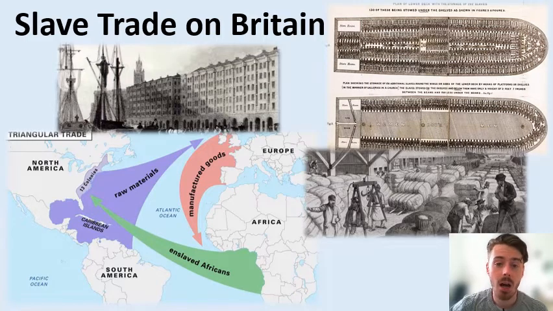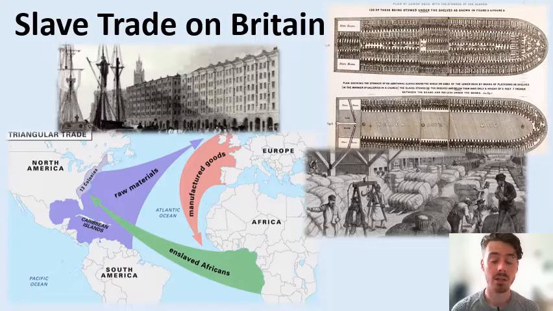All right, hello. Today we're talking about the slave trade. You would have hopefully studied this in Year 8 at Cedarmount Academy, and you don't need to know everything in as much depth as we taught you in Year 8, but all of that will still be useful to you. You need to know how the slave trade worked, but in particular how it affected Britain.